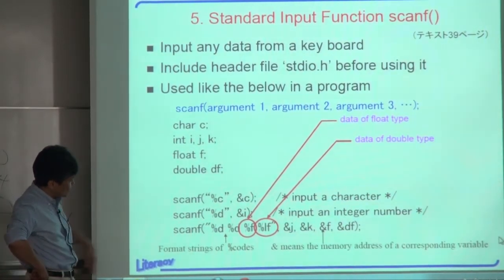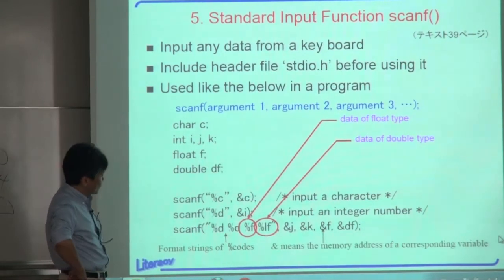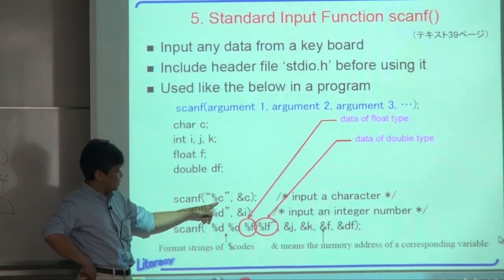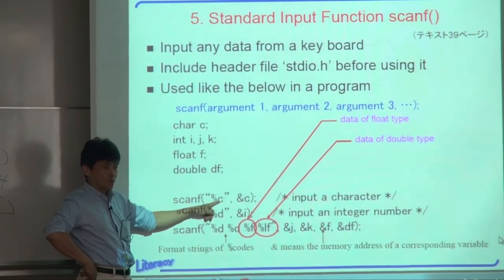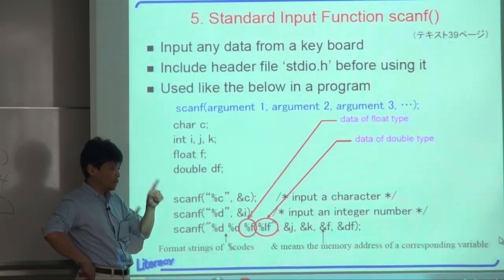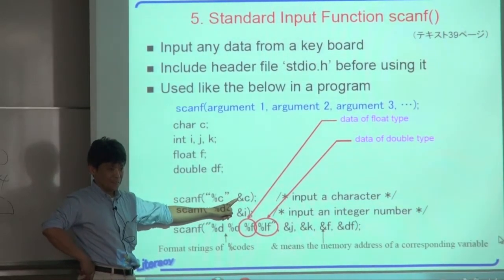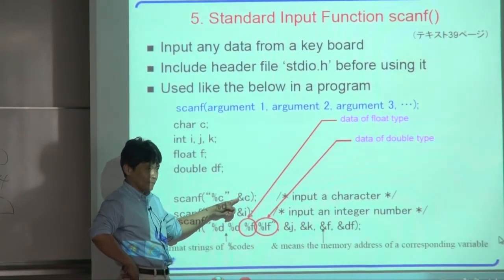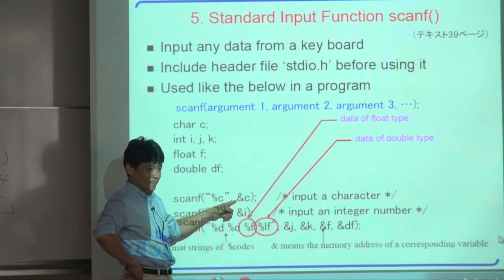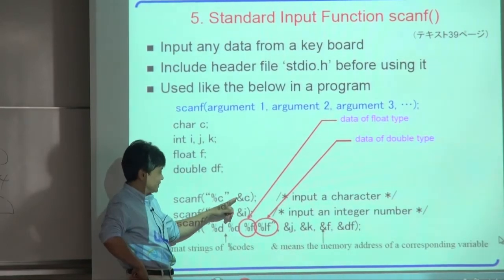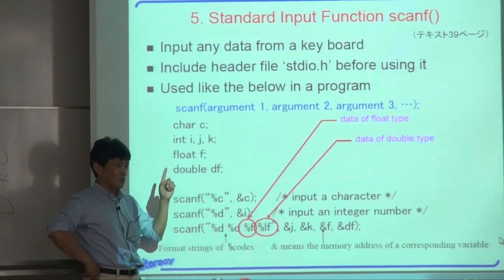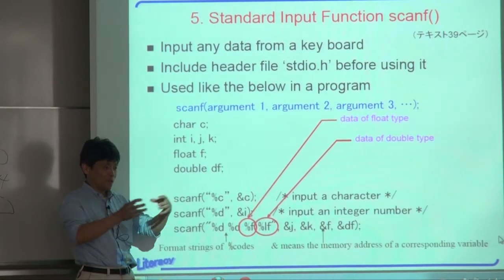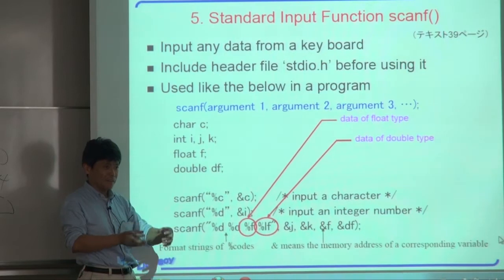You can use the scanf function like this. If you specify the variable c as character data using the code character c, you can enter one character into the variable c. Okay. In this case there is the ampersand mark. This is very important. The ampersand is used to specify the address, the location of the variable in the actual computer memory.